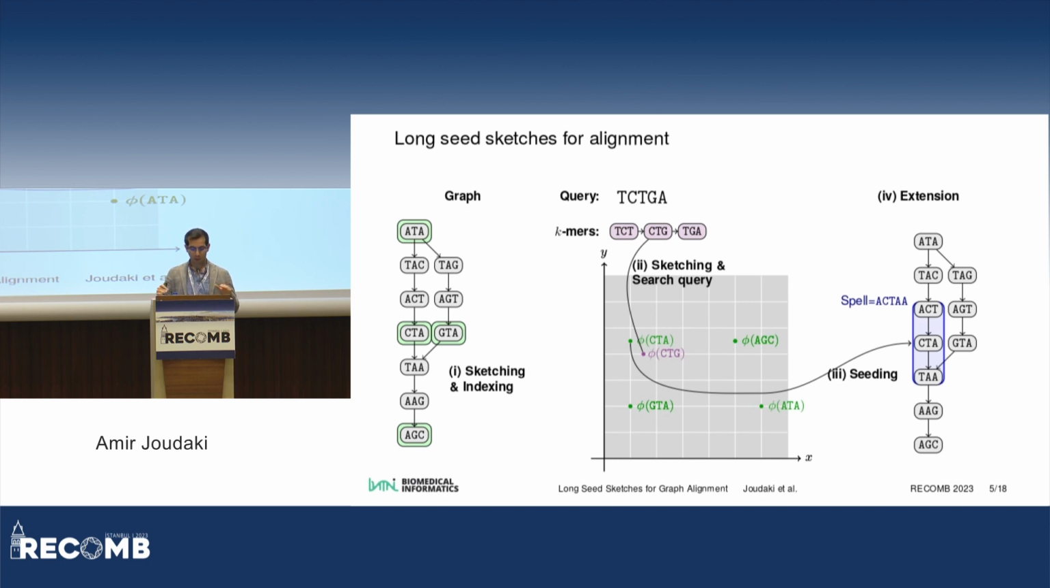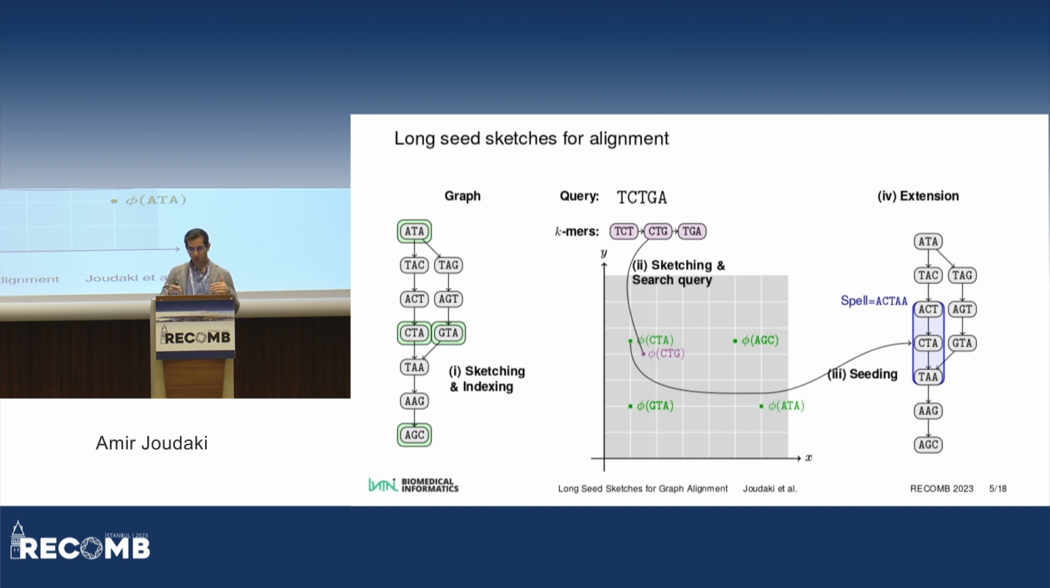Now, without actually discussing what the sketching exactly is, conceptually you can think that it's basically a mapping from the sequence space to a vector space, in that it preserves maybe the edit distance and L2 distances between the sequences. So in this illustration, for example, you have some nodes in the graph that are highlighted in green, and they're represented in this two-dimensional illustration.